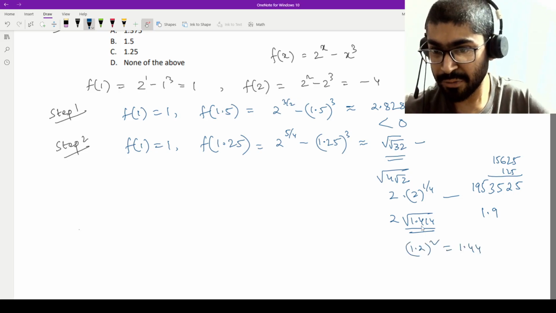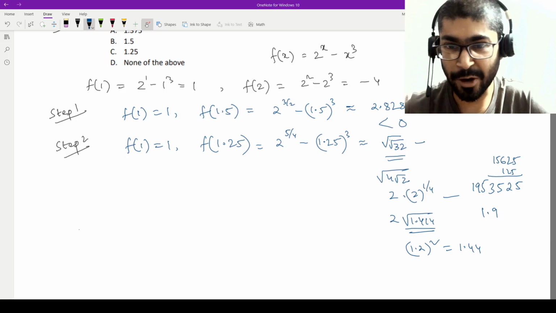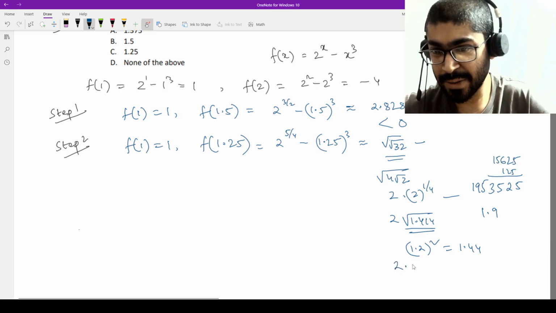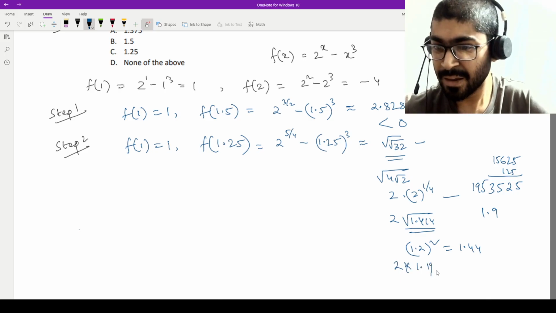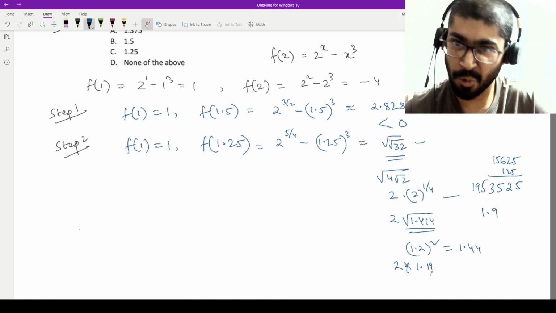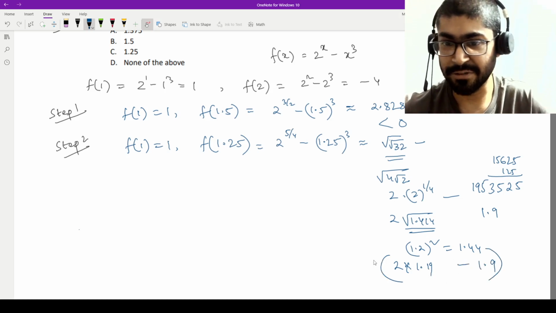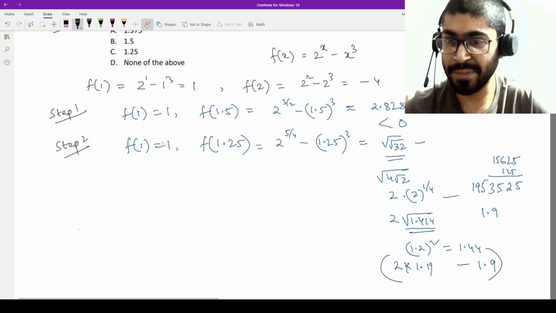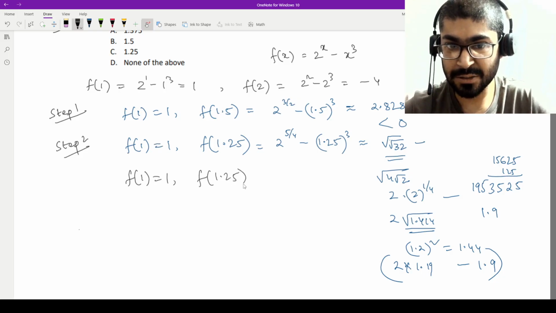Now the square root of 1.41 should be very close to 1.2, so I'll take it as 1.11 something. So this will be 2 into approximately 1.19 maybe, whatever it is, 1.1 ish, right? And this is minus 1.9, so anyway this portion will be positive, right? I hope the approximate calculations made it clear. So f1 is 1 and f1.25 is positive.